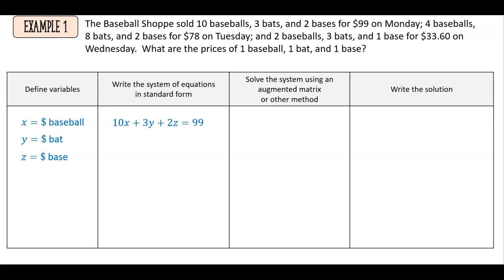X plus, okay, AY plus 2Z equals 70. Okay.